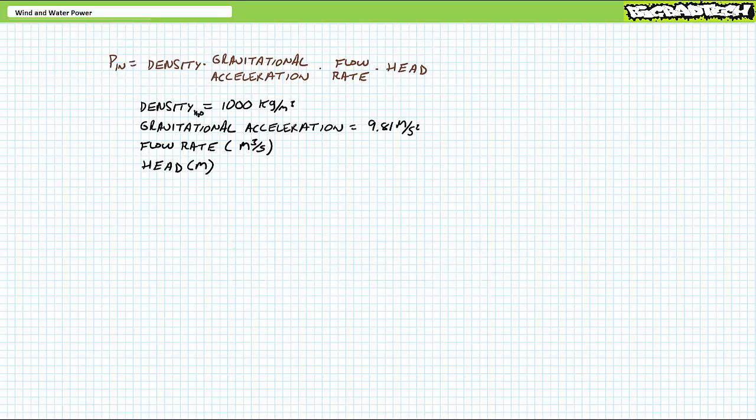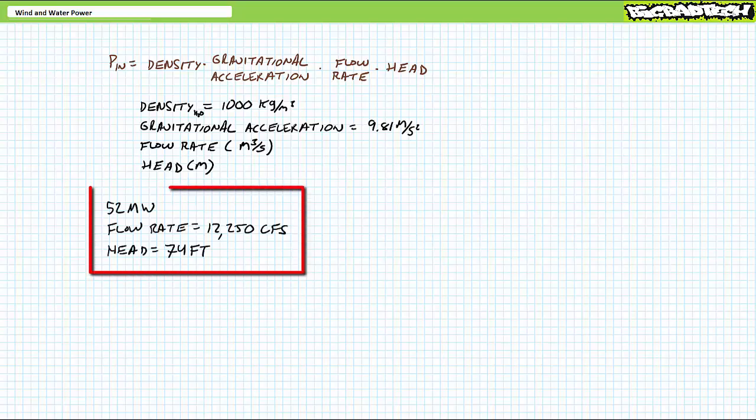This being said, finding these quantities in usable format is somewhat difficult because most dams in the U.S. were built using U.S. customary units and may necessitate intermediate unit conversions. For example, consider a 52 megawatt rated hydro turbine with a 74-foot differential from the top of the reservoir to the outlet, running at the rated capacity with a flow rate of 12,250 cubic feet per second.